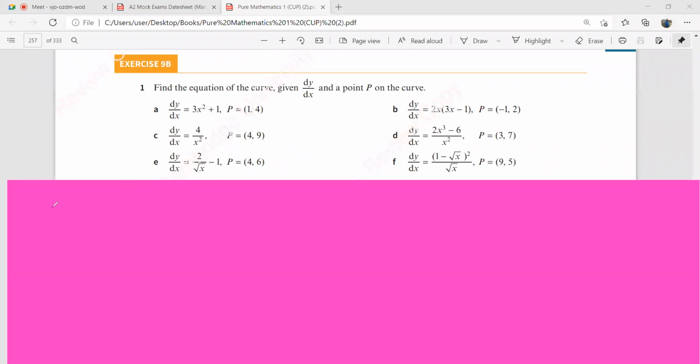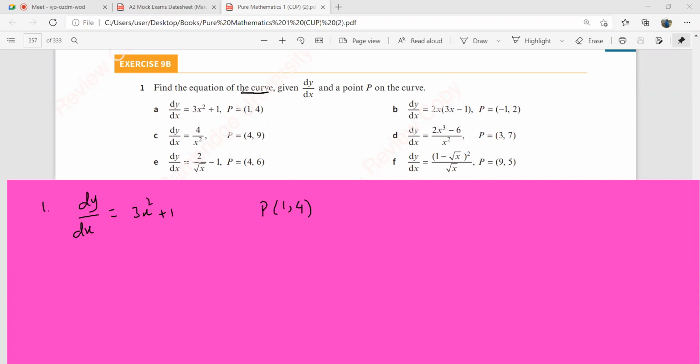So now look at question number one here. It says you have dy by dx equal to 3x square plus 1. Guys, you see you're given a point here, and you will find out why this point has been given to you. It says find the equation of the curve.